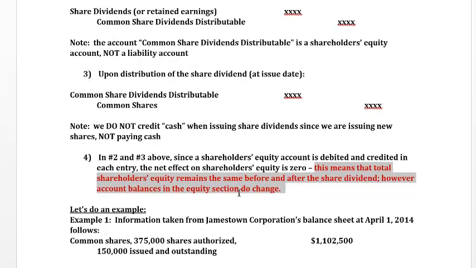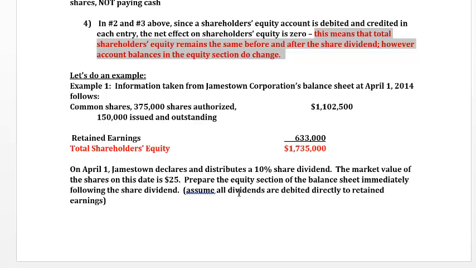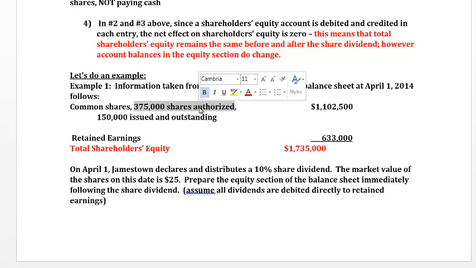So let's take a look at a question and see if we can apply what we've reviewed here. In our example, let's say we have information taken from a company, Jamestown Corporation's balance sheet at April 1st, 2014. Now, what do we find? They have 375,000 common shares that they are authorized to issue and 150,000 shares that they've actually issued that are outstanding with shareholders.